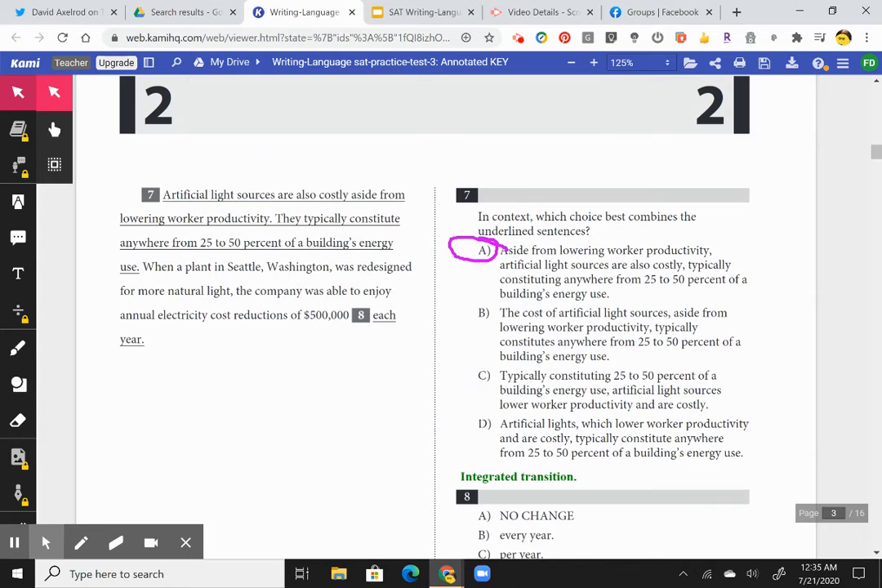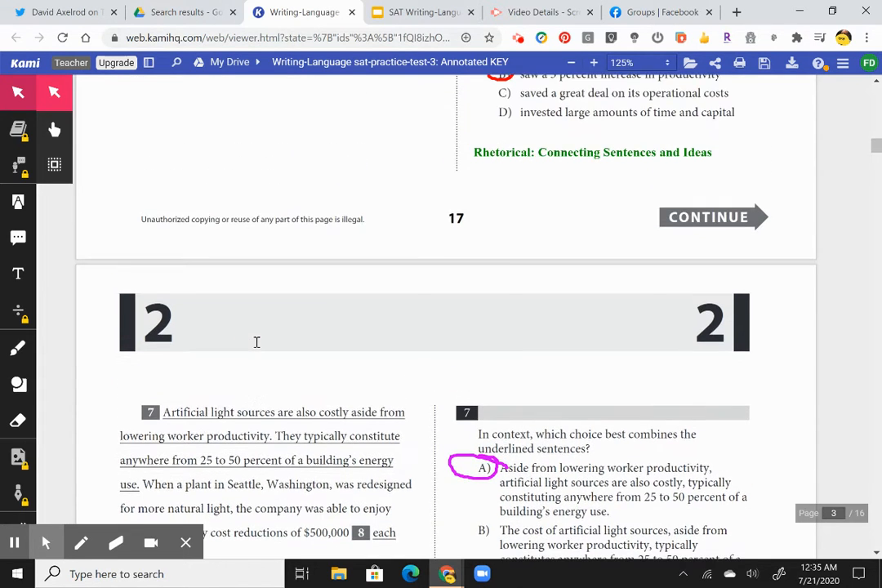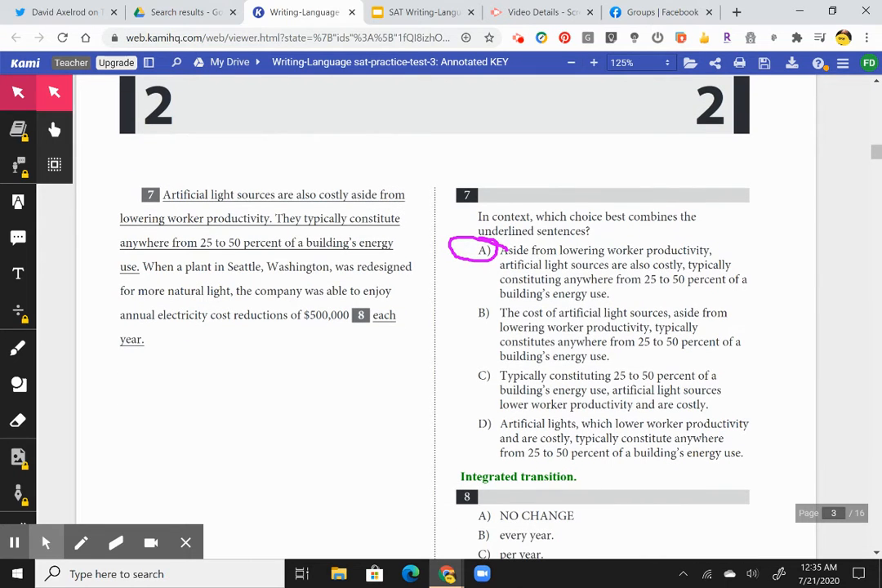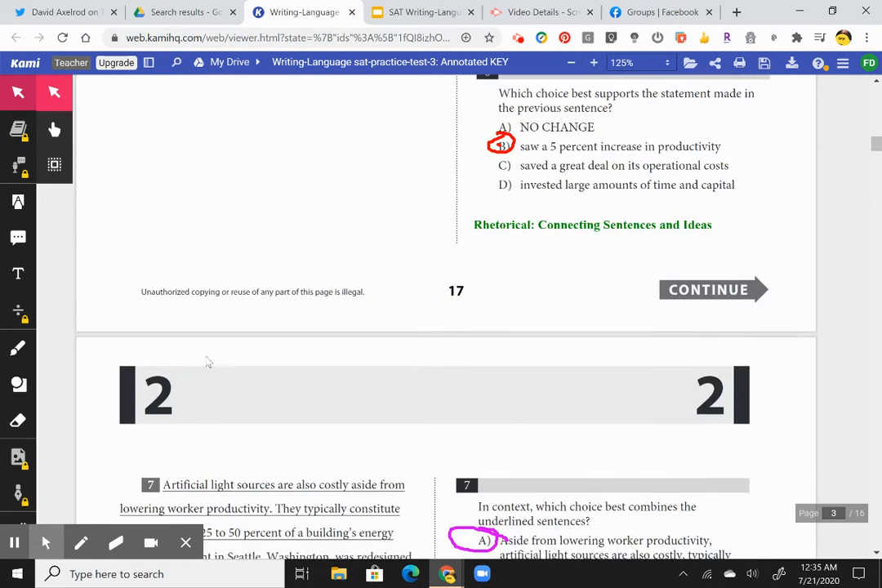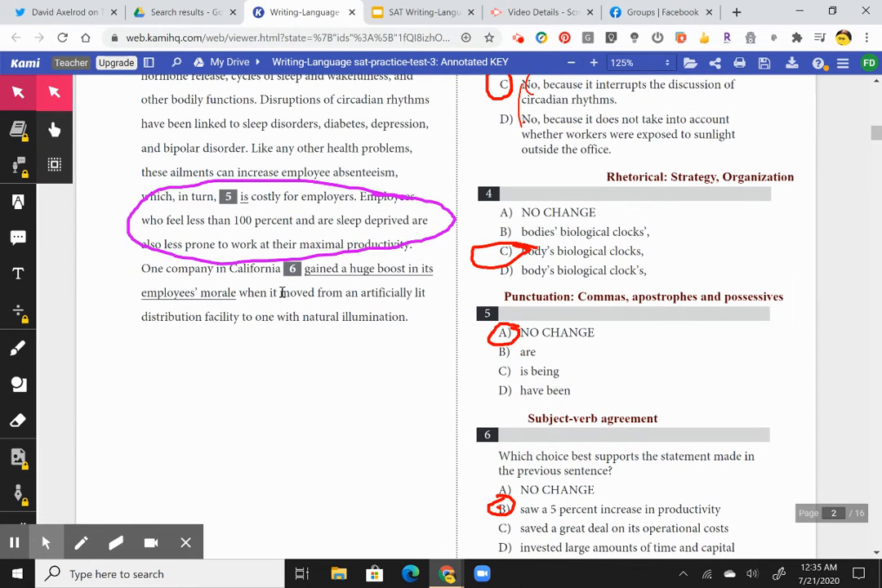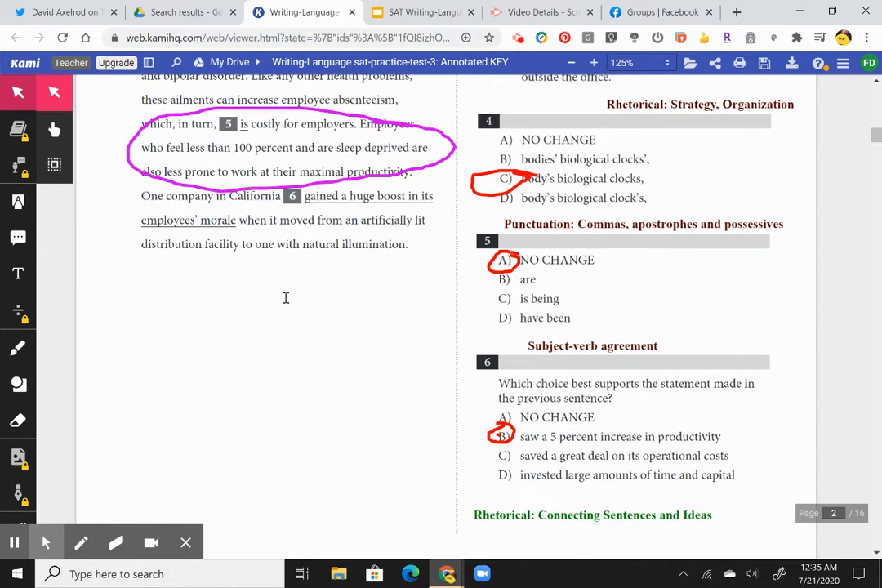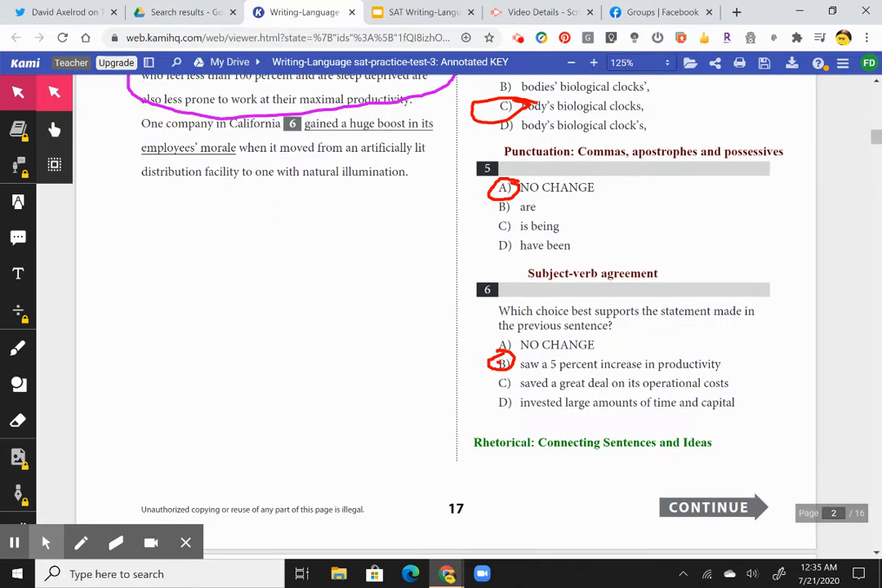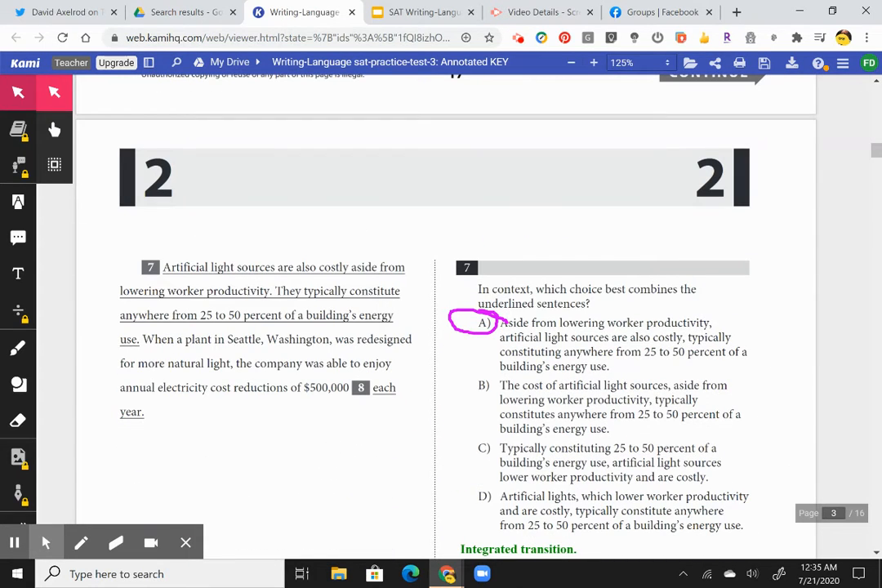Okay, number 7. Artificial light sources are also costly aside from lowering worker productivity. Which choice best combines the underlined sentence? This is a harder type of question. It's starting a new paragraph, so we want to go back and look at the previous paragraph to see what it's talking about. It's talking about worker productivity, and how we saw a 5% increase in productivity. Remember, we replaced that underlined portion, number 6, when it moved from artificially lit distribution facilities to one with natural illumination. So number 7 is: artificial light sources are also costly aside from lowering worker productivity.